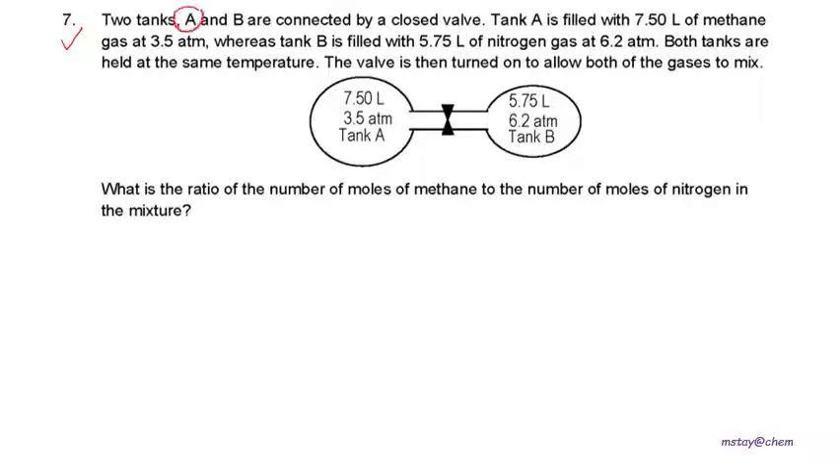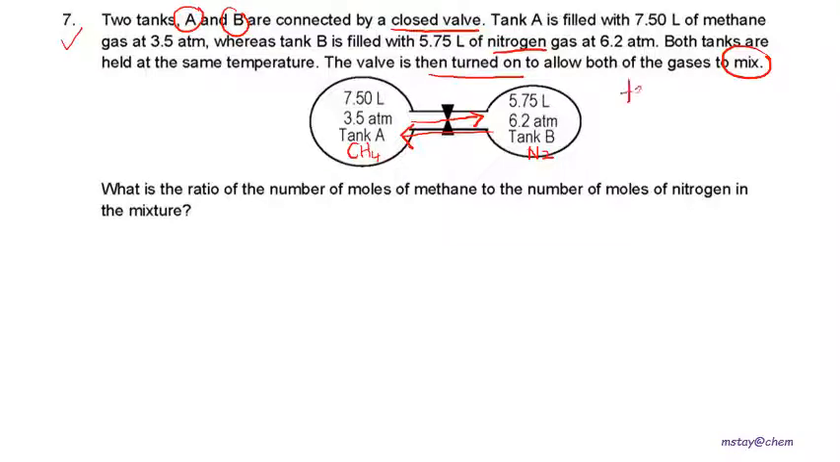Question 7. Tank A and B are connected by a closed valve. So that means at this moment, tank A only consists of CH4, while tank B consists of nitrogen gas. Both tanks are at the same temperature. The valve is then turned on to allow both of the gases to mix together. So that means some of the methane gas will go to tank B, while some of the nitrogen gas also will go to tank A.